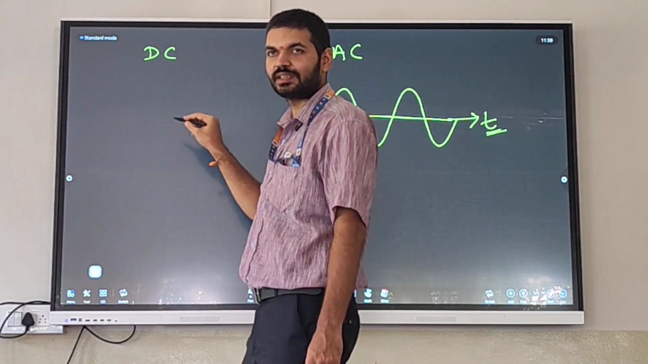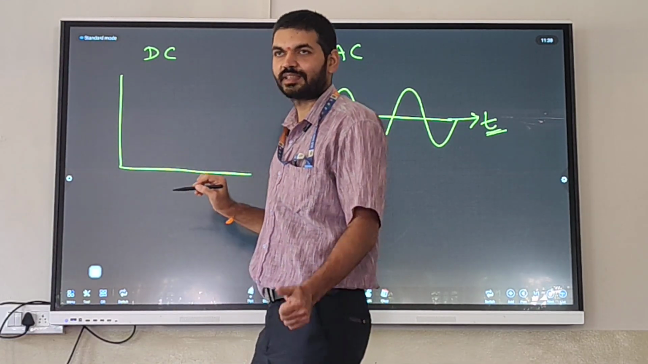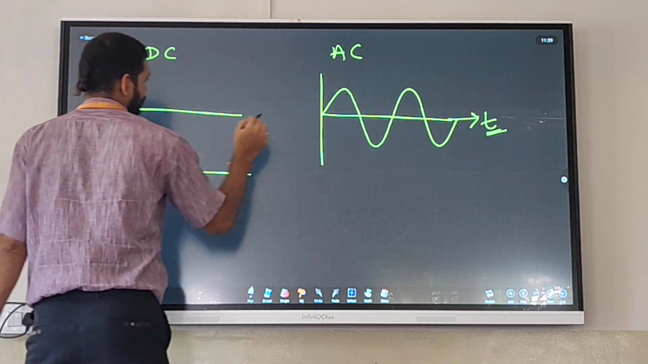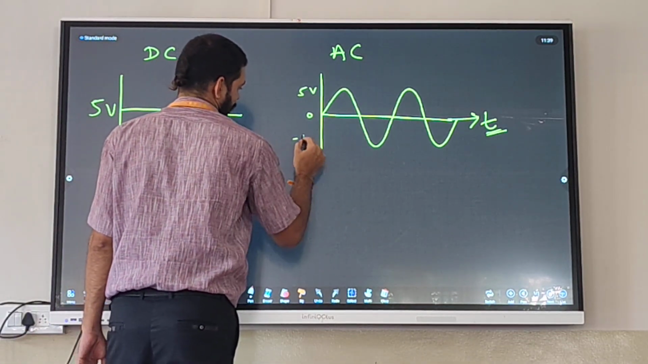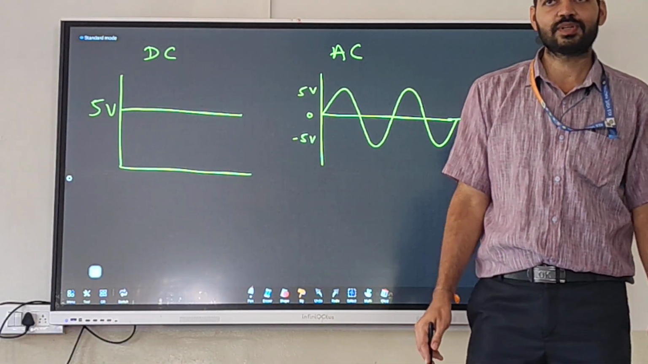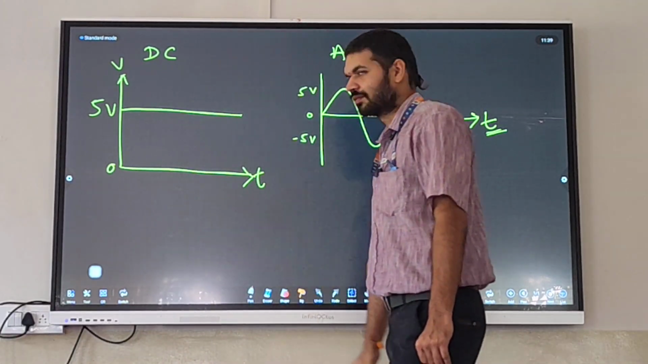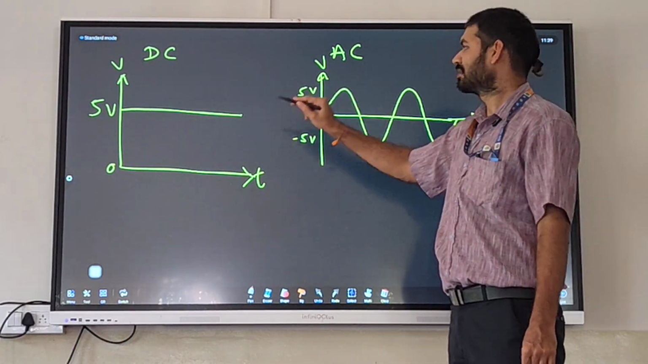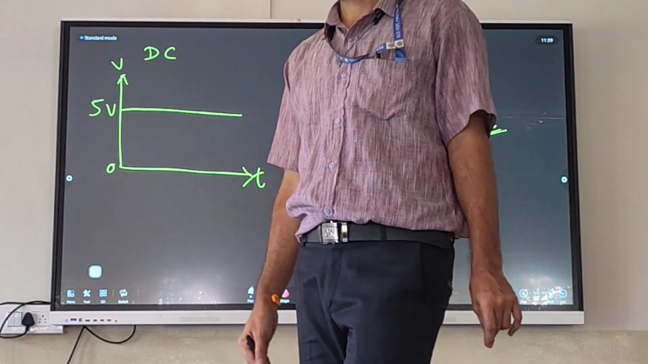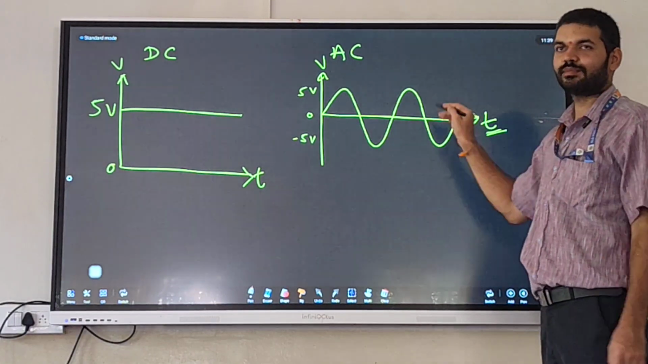Whereas DC, how do you represent DC? With a straight line. Say 5 volts, and here it is also 5 volts, or minus 5 volts. So now, how do you define DC? You know it is a straight line, but any definition? Here the value changes with respect to time, there the value is fixed.